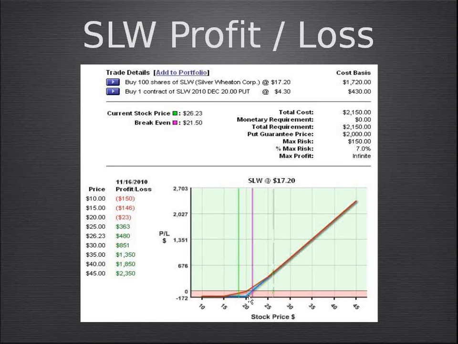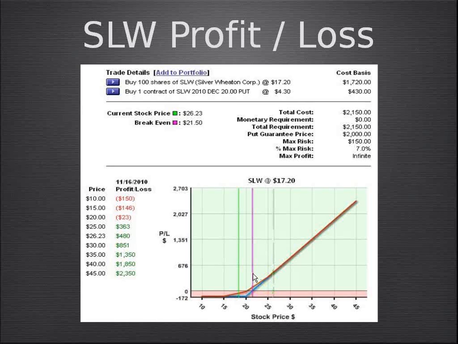And we take a look at the profit and loss chart again. Okay, we've got our static profit and loss chart. Our break even is roughly $21.50. If we held the position for the next 7 months, all the way to December expiration, and we made no adjustments, our break even would be $21.50.